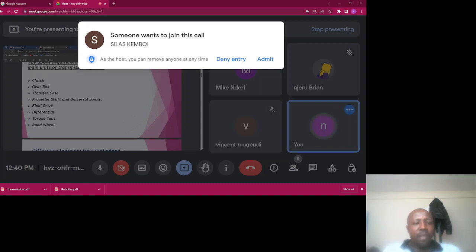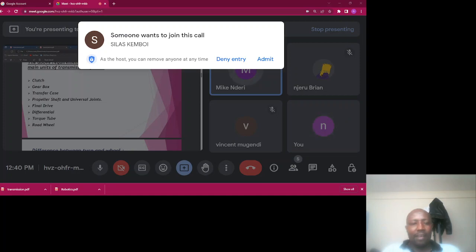I wish to stop there, and I want to give you an assignment. I want to take it as your Cat 1, and it is individual. With the aid of a diagram, draw a final drive and write the operation of the final drive. Is there anybody with a question?